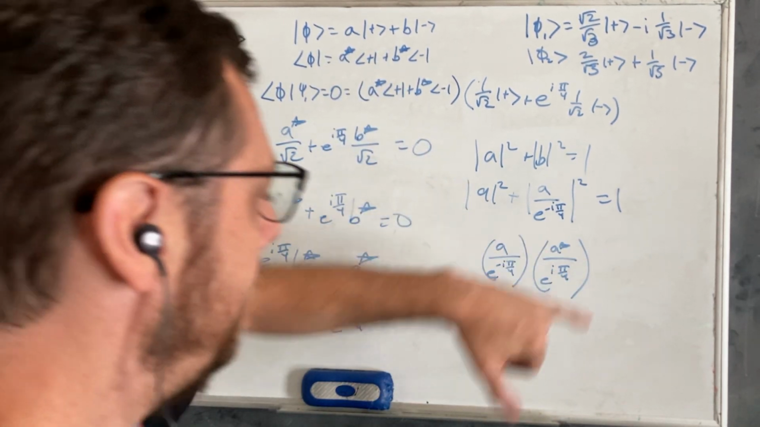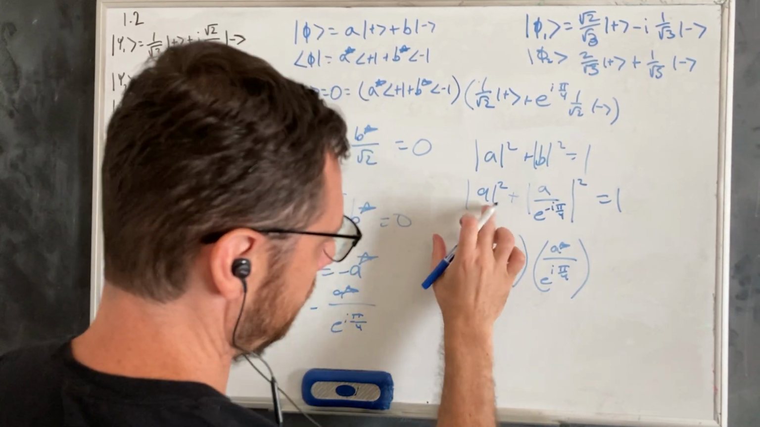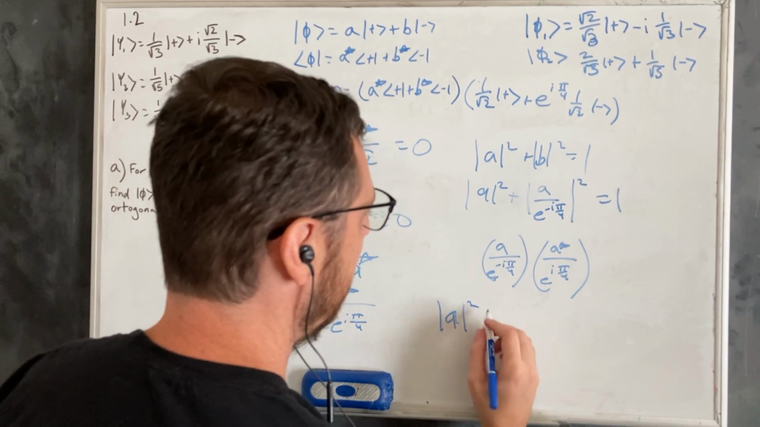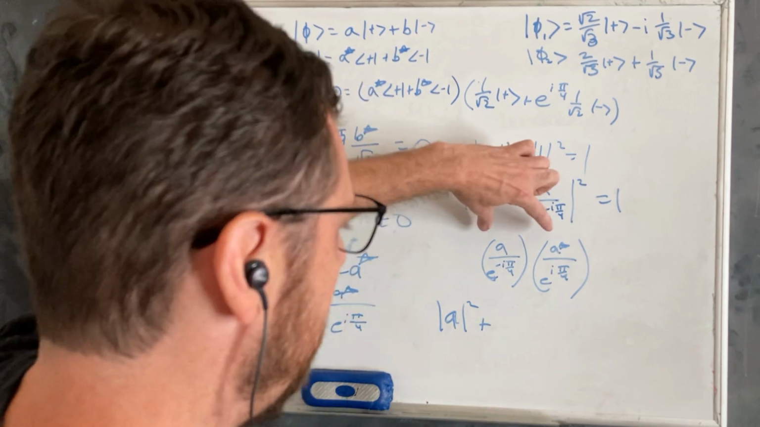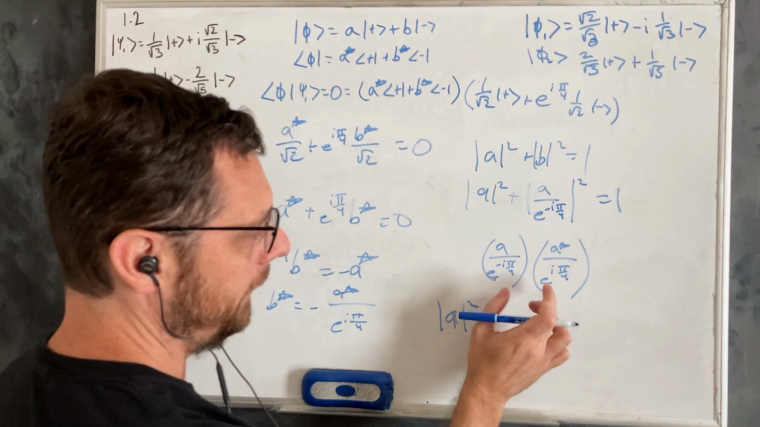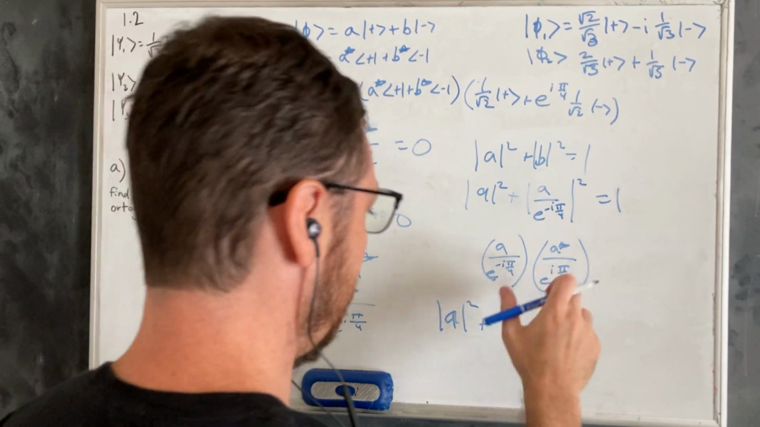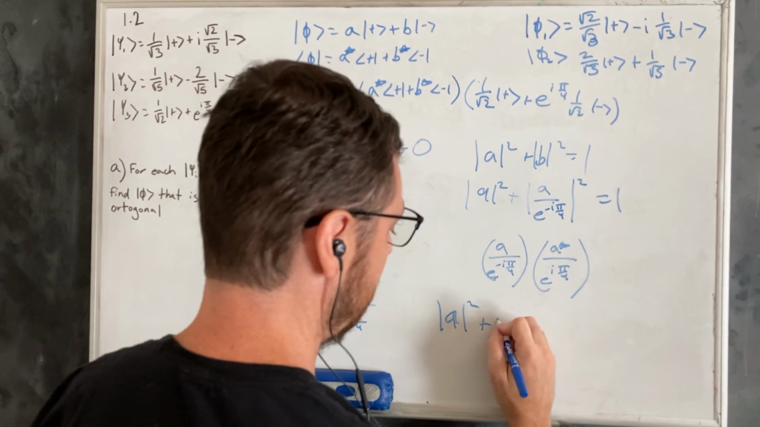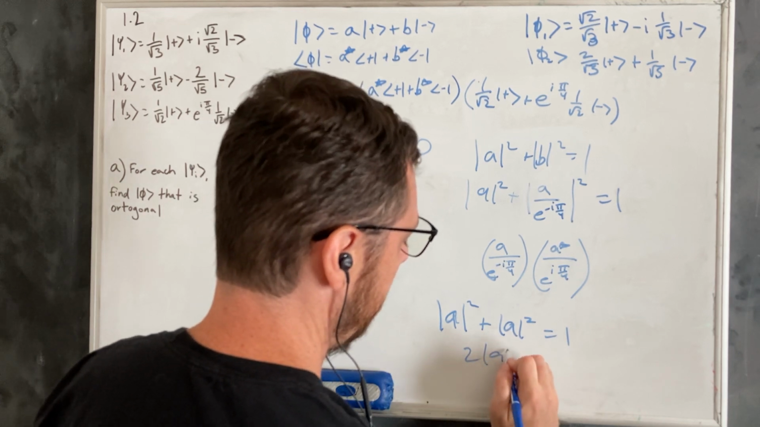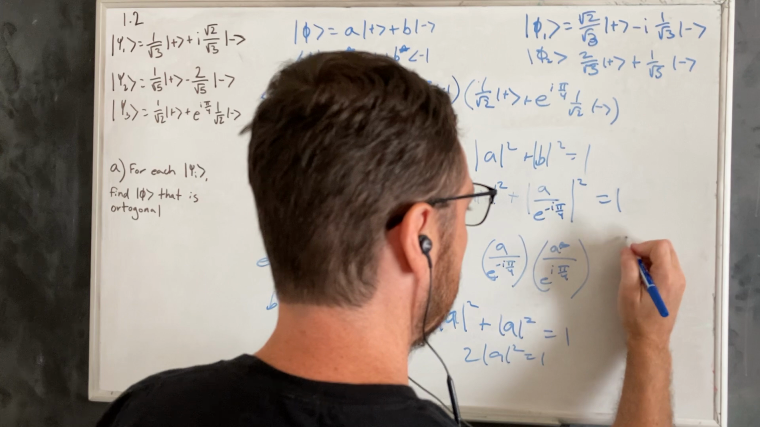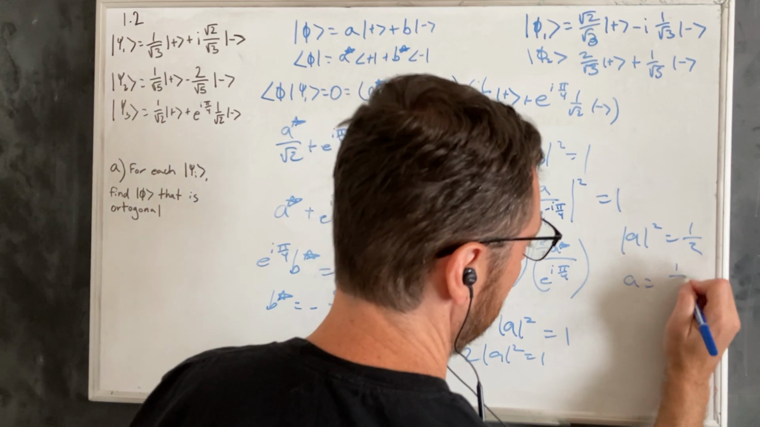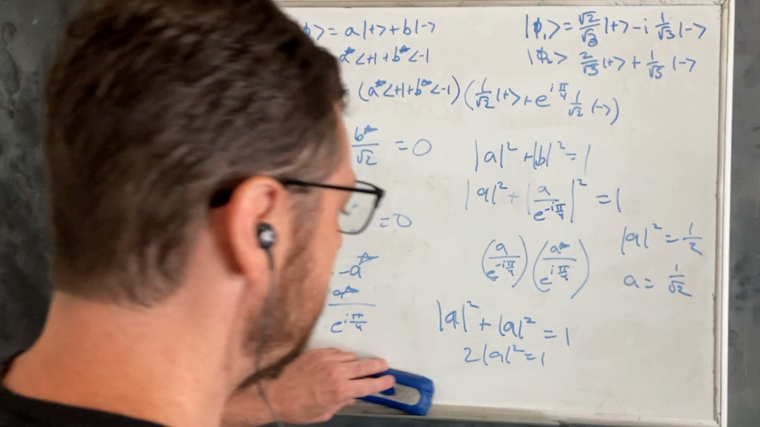Okay? And a star a is going to be, so first we have this term stays the same. A squared, all my markers are dying on me today. A squared plus, so we have a star a, which is a squared, over, and then see here we have e to the I pi over 4 minus I pi over 4. It's going to be e to the 0. So we're going to be left with just another a squared equals 1. And then so we have 2 of the a squared equals 1, which means a squared is equal to 1/2, and a is equal to 1 over root 2. All right, so that's our a.